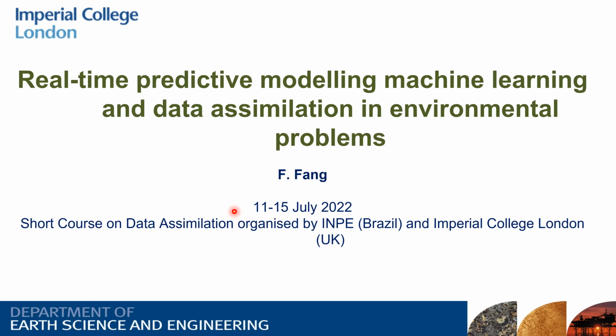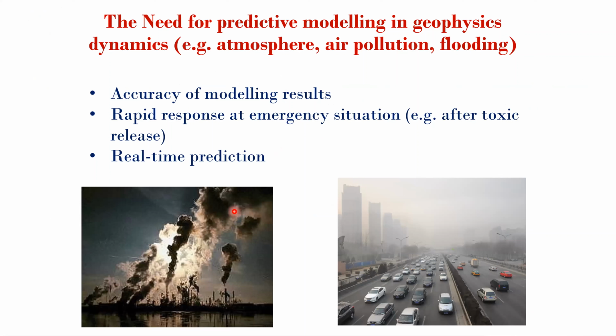Today my talk will focus on real-time predictive modeling, machine learning, and data simulation in environmental problems. First will be the motivations. In our model simulations, what we are really concerned about are accuracy and efficiency. We would like the model to have accurate results, and meanwhile be very fast, because we need a fast model to get a really quick response in emerging situations, and especially for real-time predictions.